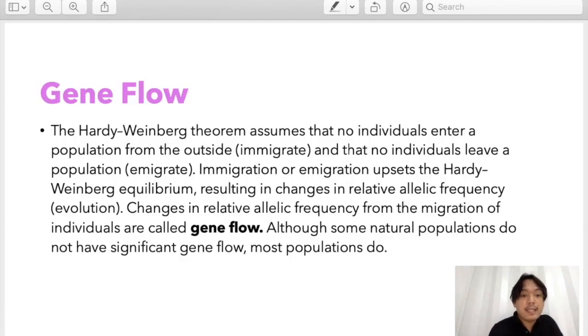So this gene flow, the Hardy-Weinberg theorem, assumes that no individuals enter a population from the outside and that no individuals leave the population. So the population density of these organisms is intact. No one can come in, no one can come out. Immigration or emigration upsets the Hardy-Weinberg equilibrium, resulting in changes in relative allelic frequency for evolution. Changes in allelic frequency from the migration of individuals are called gene flow. Although some natural populations do not have gene flow, most populations do.